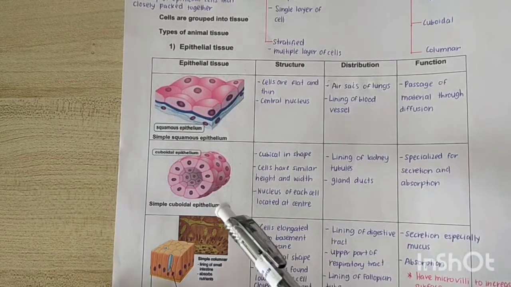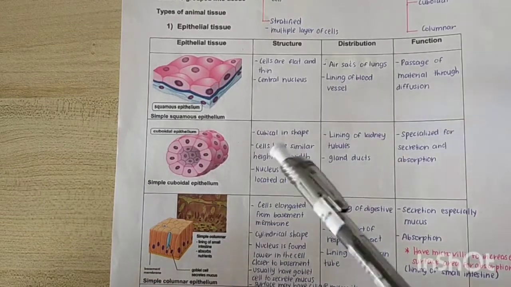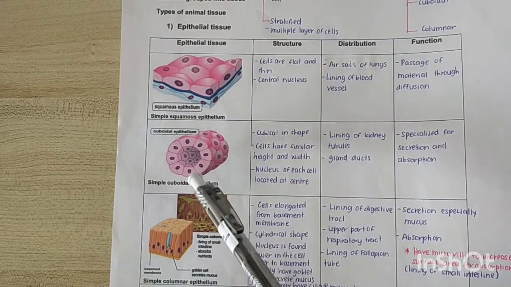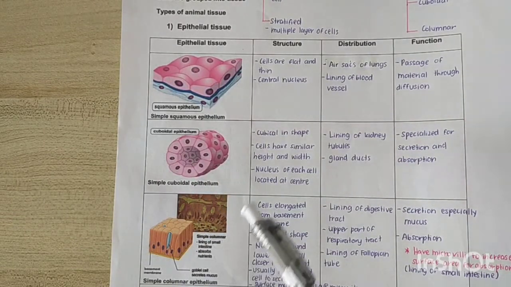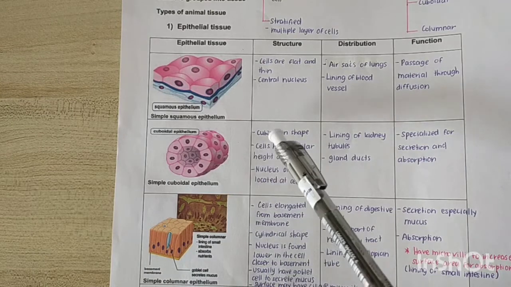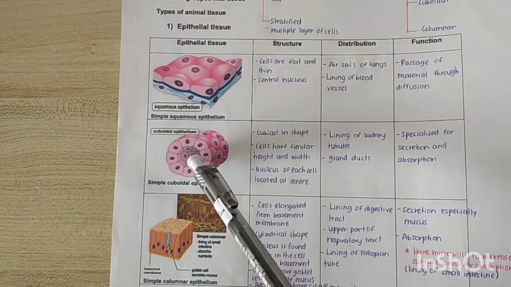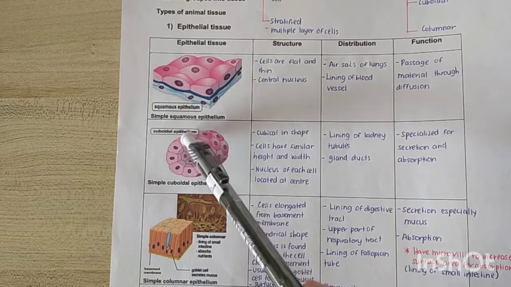Okay, so now we look at the simple cuboidal. Since its name is cuboidal, it means that the shape of the cell is cubical. Cubical means cube-shaped, like this.